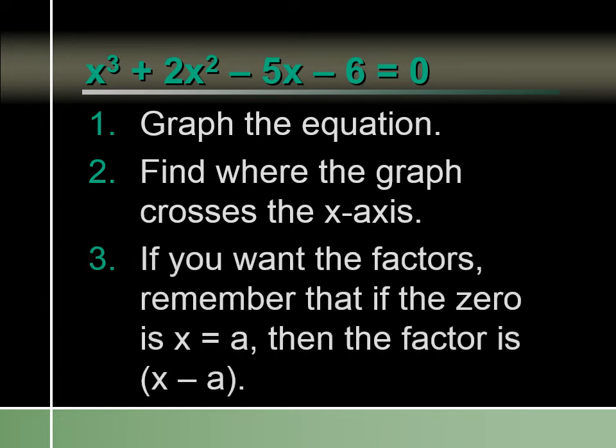Now, we found the zeros, but let's say it wants to know what the factors are. Remember, factors are x minus a number times x minus a number times x minus a number. We get the factors from the zeros. So if we know that we have a zero, x equals some number, then the factor is going to be x minus that number. So just so you know, we can get factors from our zeros.